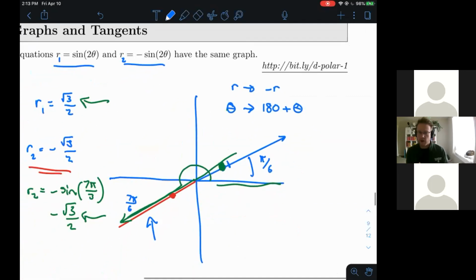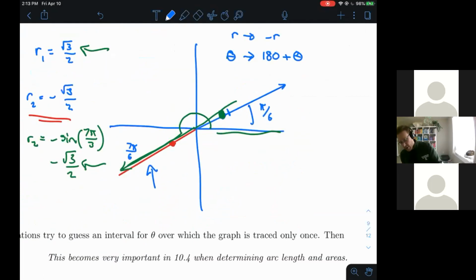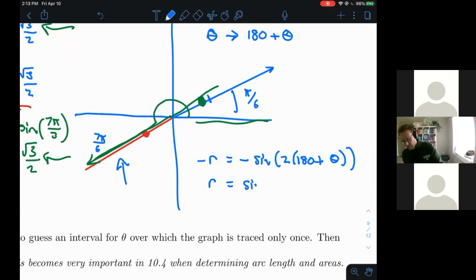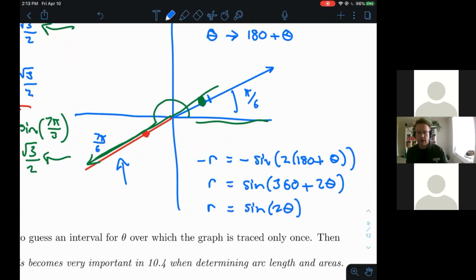And so let's go ahead and do that for our R2. So I'm going to say, instead of R2, I'm going to put negative R2. And then let's see, we have negative sine of 2, and instead of theta, I'm doing 180 degrees plus theta. So notice now these negative signs cancel out, and we're going to be left with R. And let's go ahead and distribute this 2. So we'd have 360 plus 2 theta here once I distribute that 2. And I claim that this is actually the same thing as sine of 2 theta here.